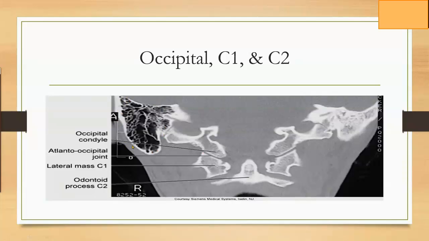One thing to note on this one are the black air-filled cells. We're going to be talking more about it as we go further into the skull, but this would be the mastoid tip. These would be the mastoid air cells. Remember, in X-ray, anything black usually is air-filled.